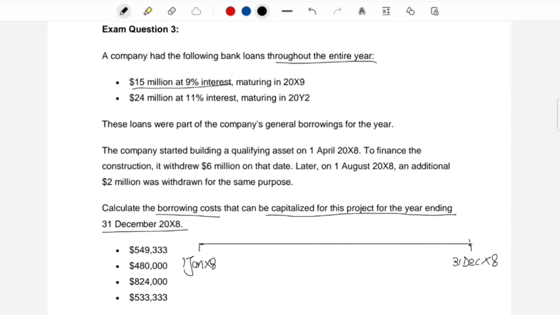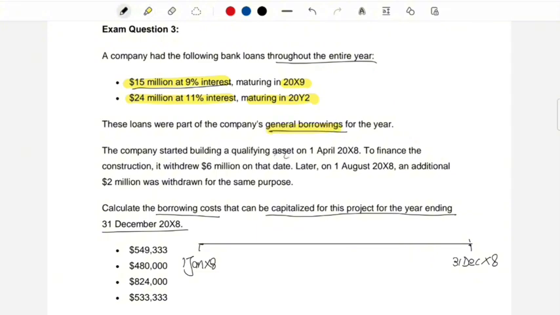15 million at 9% interest, maturing in 2009, so somewhere in the next year. 24 million at 11% interest, maturing in a few years' time. These loans were part of the company's general borrowings for the year. This is very important, that we are dealing with general borrowings.